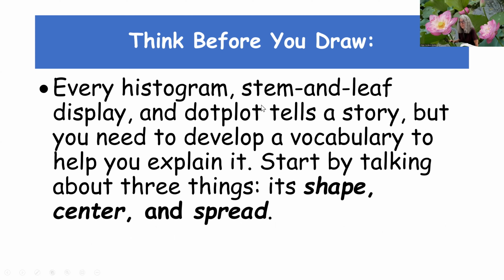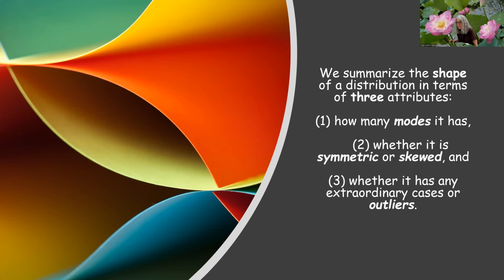Think before you draw. Every histogram, stem and leaf, and dot plot tells a story, but you need to develop a vocabulary to help you explain it. Start by thinking about these three things: the shape that we see, where the center of that graph is, and the spread of the data. Is it spread all over, or is it concentrated in some points?